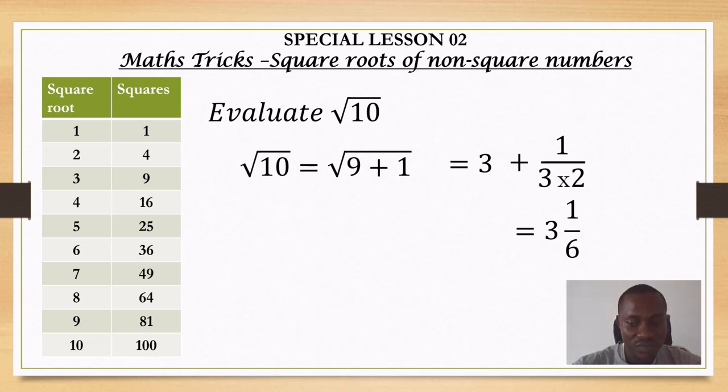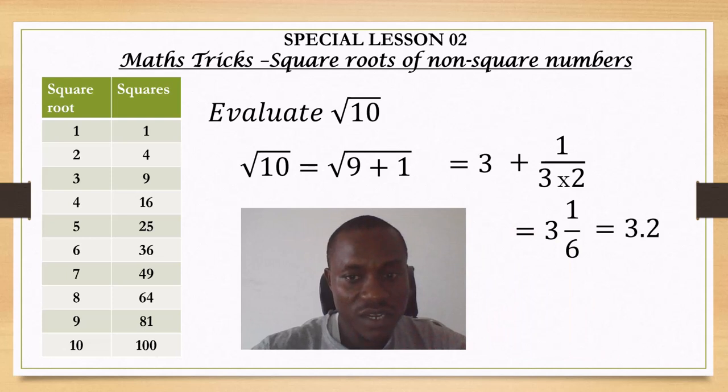Now write that in decimal point. We are going to have 3.2. So let's check our calculator quickly and see whether we have the same thing. Calculator. Bring it out.